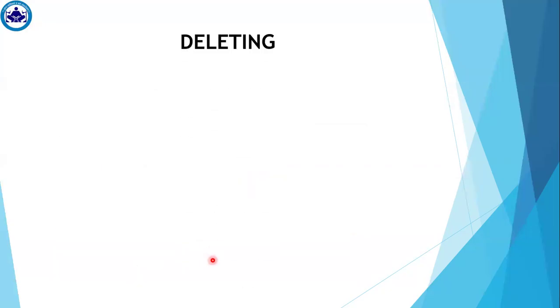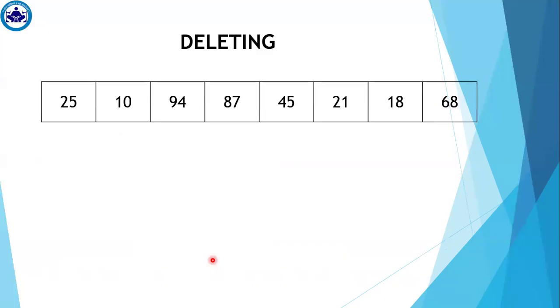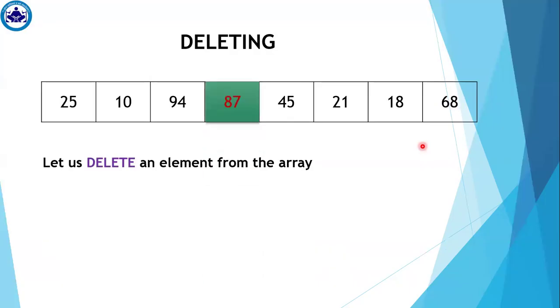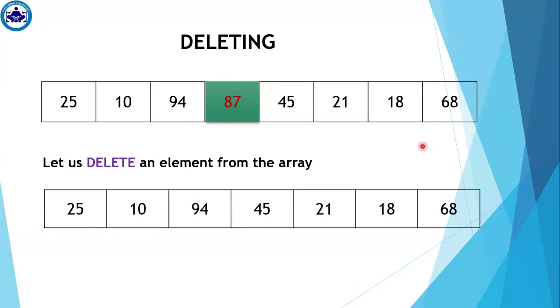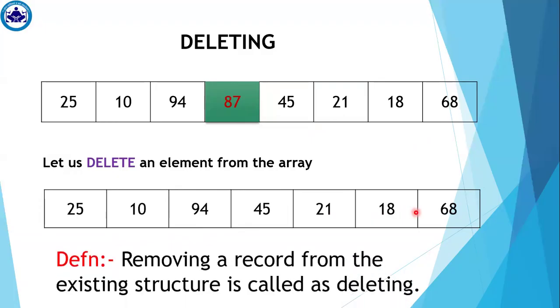The next operation is deleting. Again, consider this array. We will delete an element from this array. So let us delete again the fourth element, and this operation is called as deleting. The new array becomes without the number 87. So removing a record from the existing structure is called as deleting.